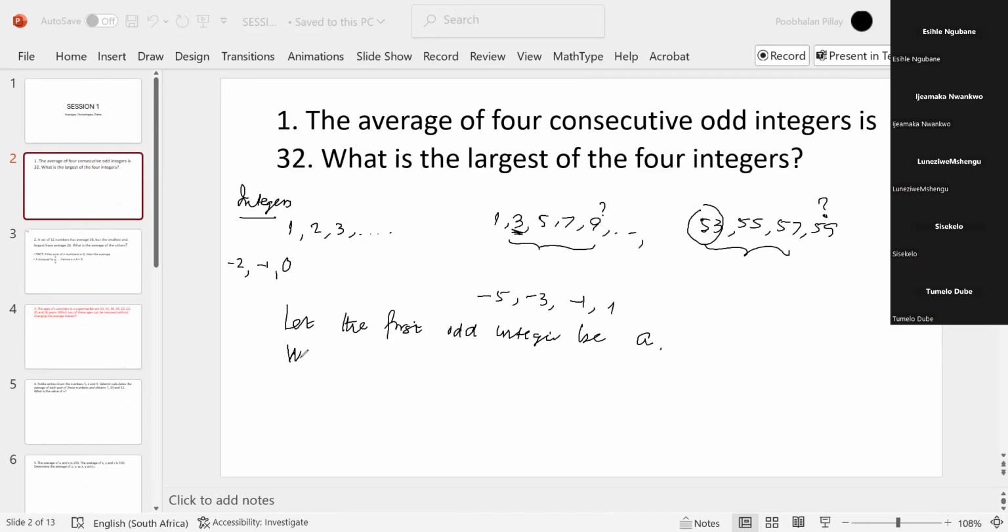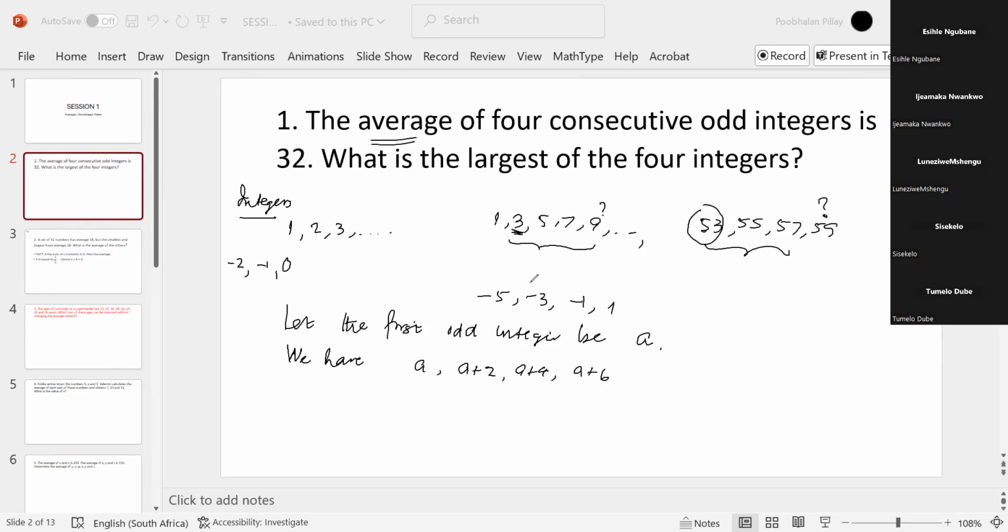We have, okay, the first is A. The next one is you add 2 to it. The next one is you add 2 to that one. And the next one is you add 2 to that one. And that gives you the 4 integers. All right. And now you are told that the average of these 4 integers is 32. Now, what do you mean by the average?